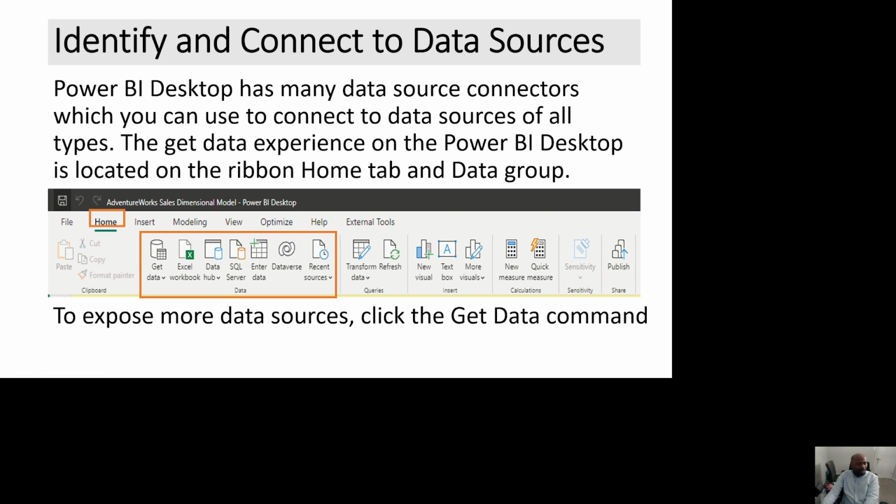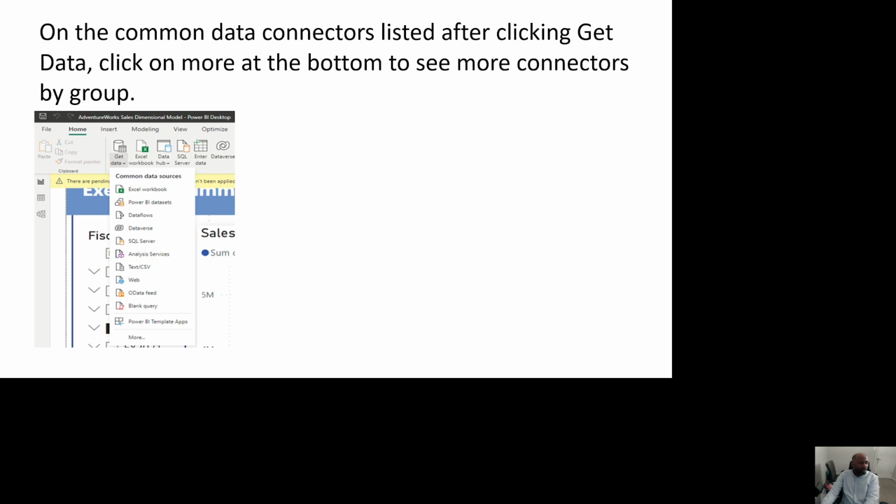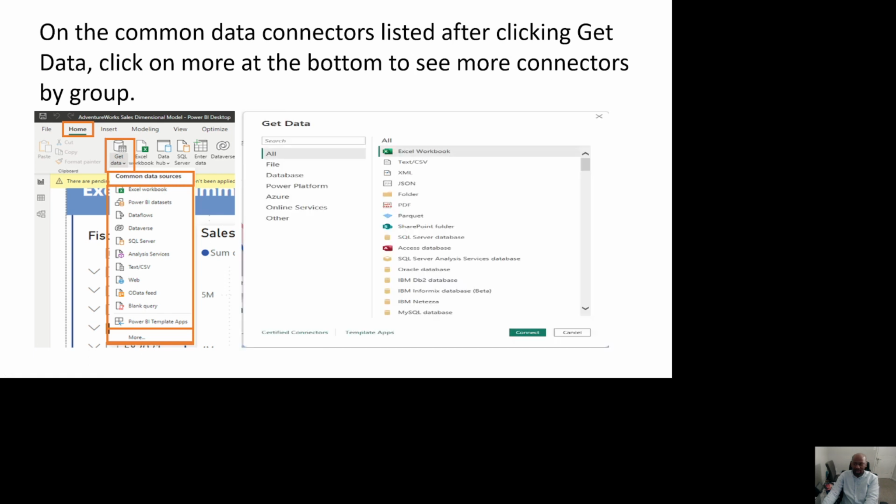Now to expose the main connection point, which is the Get Data command button, you click that button, and that will give you a list of sources, mostly the common data sources: Excel, Power BI datasets, etc. At the bottom, if we click More, it will give us the different groups of data sources so that we can streamline the search.